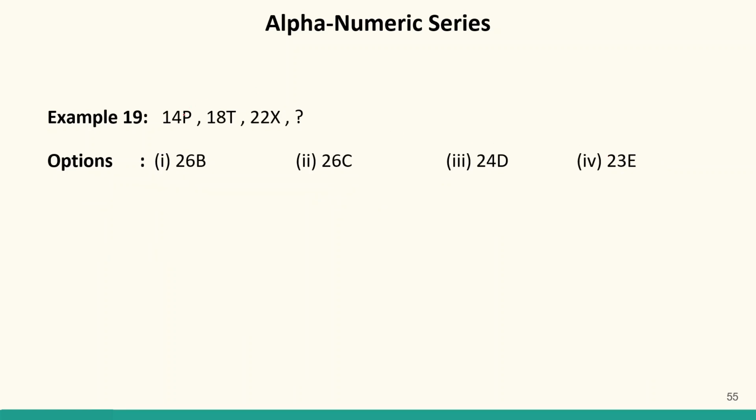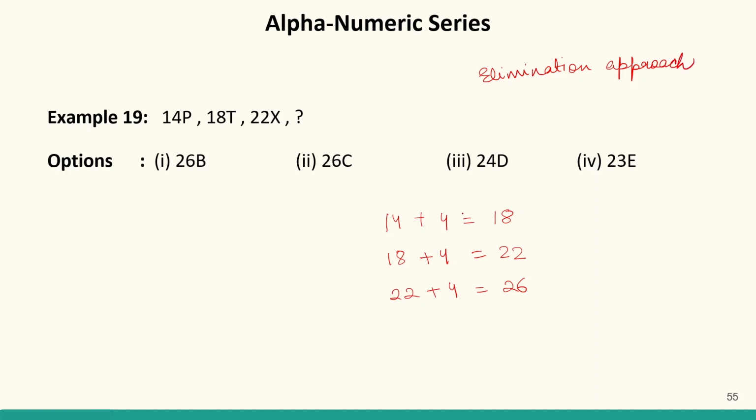Okay, now this one. This is also a good question. Let us find the numbers first. 14 plus 4 will give us 18. 18 plus 4 will give us 22. So we have to add 4. That will give us 26. So if we follow the elimination approach, like I told you, by elimination approach, I know 26 will be the next number. So I can say this will not be the answer and this will not be the answer. So we have to find out whether it will be B or whether it will be C.